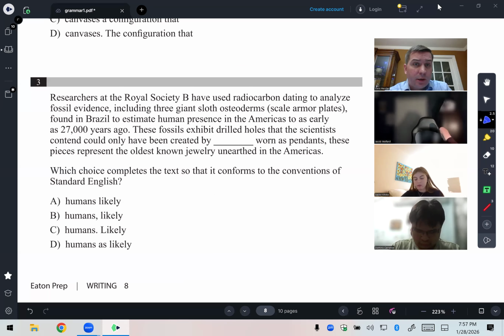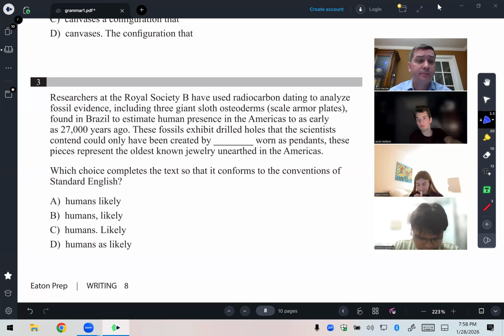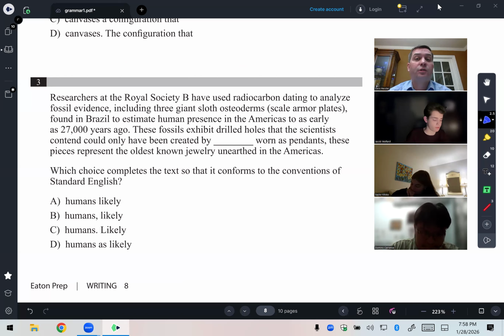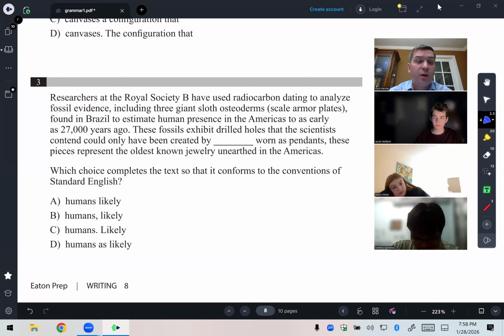Number three sounds like another science passage. In this case, anthropology or archaeology, I guess. I don't know. Here's the passage. Researchers at the Royal Society B have used radiocarbon dating to analyze fossil evidence, including three giant sloth osteoderms, scale armor plates, found in Brazil to estimate human presence in the Americas to as early as 27,000 years ago. These fossils exhibit drilled holes that the scientists contend could only have been created by humans, likely worn as pendants. These pieces represent the oldest known jewelry unearthed in the Americas.